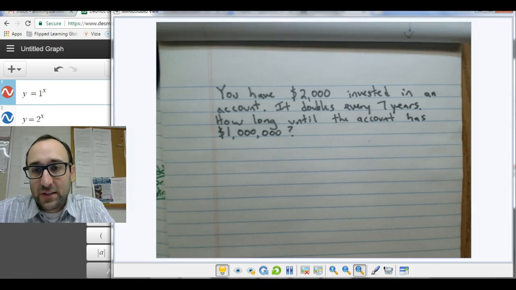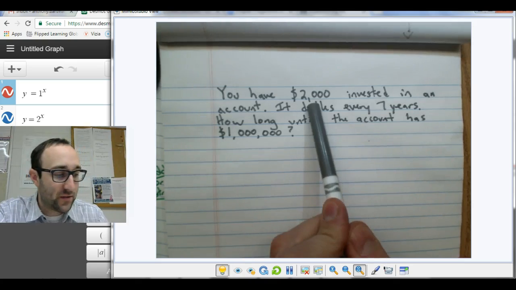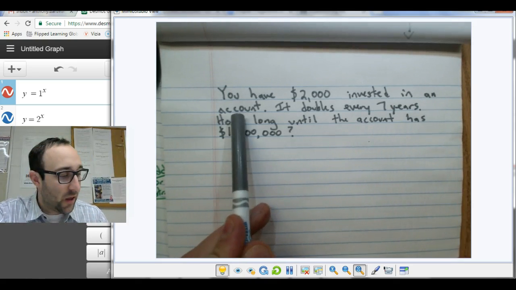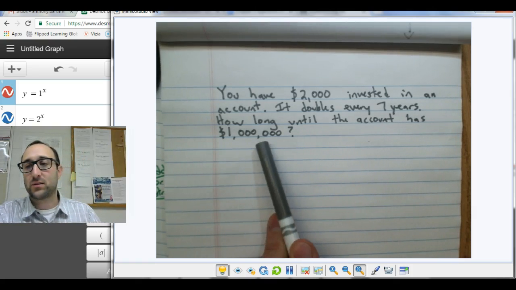So this really gets into why exponentials are so important. It's all about investing and being able to have a lot of money. So the question is, you have $2,000 invested in an account. It doubles every 7 years. How long until this account has $1 million?